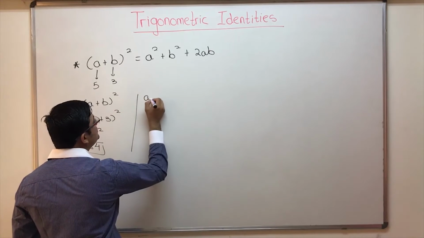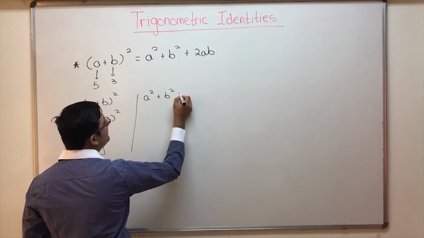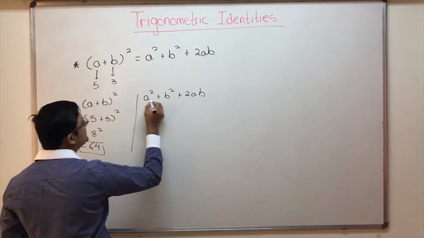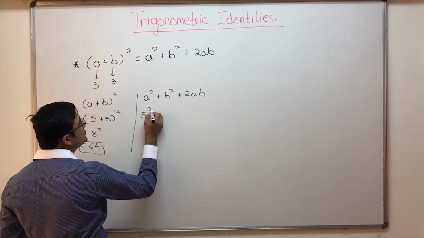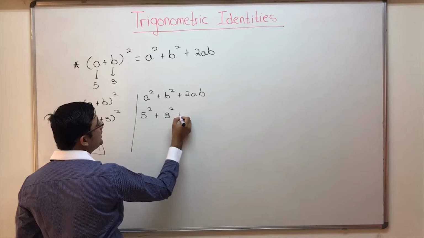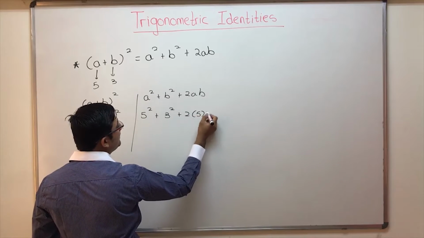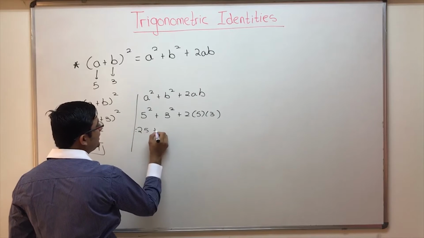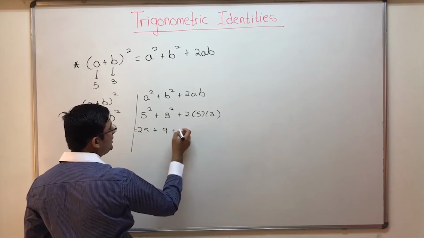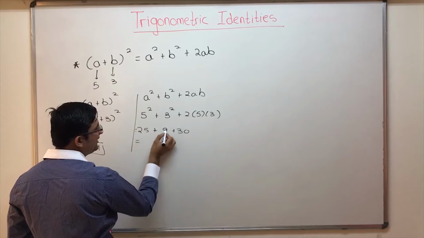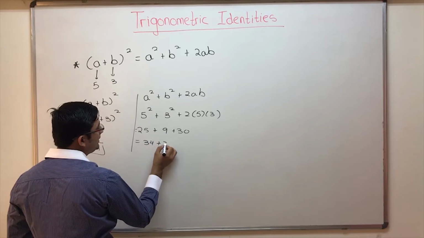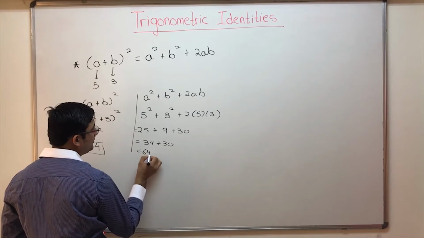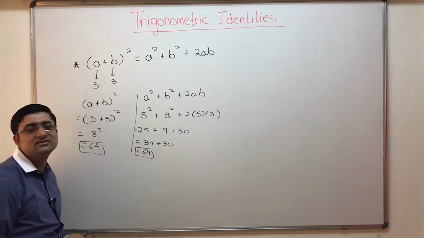So we have a square plus b square plus 2ab. So what is a? It is 5. So 5 square plus b square, 3 square, plus 2ab. So 5 square is 25, plus 9, 2 into 5 into 3 is 30. So 25 plus 9 is 34, plus 30, that is 64. So as you can see, LHS is equal to RHS.